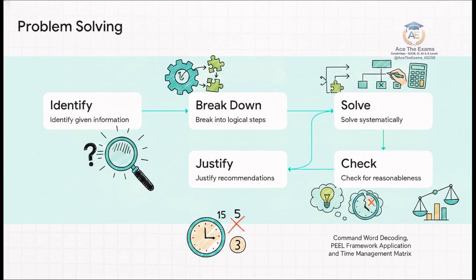This is massive. If your trace table outputs a negative age for a person or a temperature of 1,000,000 degrees for a living room, it is not reasonable. Catch your own errors before the examiner does. Step 5. Justify your recommendations. This ties directly into our 3 golden rules that guarantee top marks: command word decoding, Peel framework application, and your time management matrix. Do not spend 15 minutes agonizing over a 3-mark syntax question. Allocate your explosive energy where the points are heaviest.